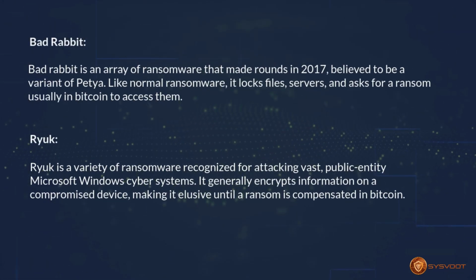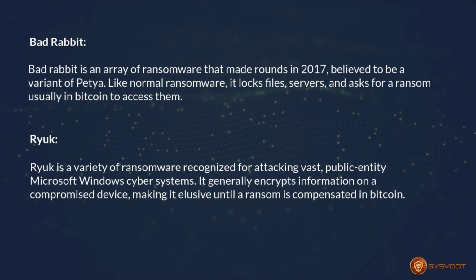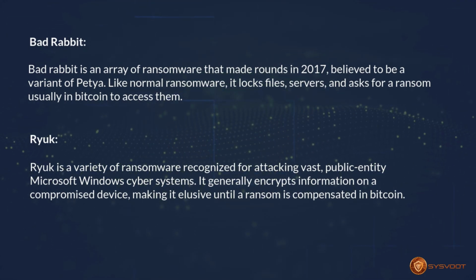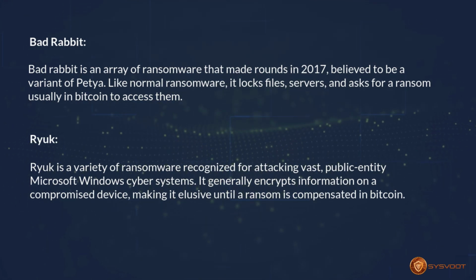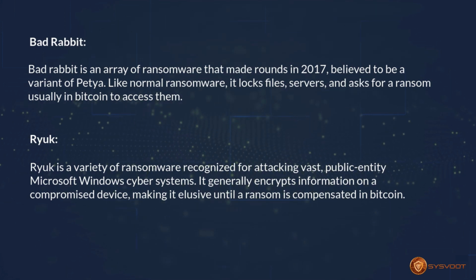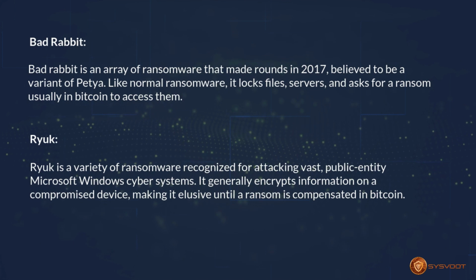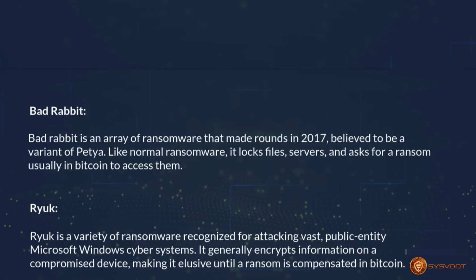Bad Rabbit. Bad Rabbit is an array of ransomware that made rounds in 2017, believed to be a variant of Petya. Like normal ransomware, it locks files, servers, and asks for a ransom, usually in Bitcoin, to access them. Ryuk. Ryuk is a variety of ransomware recognized for attacking vast, public entity Microsoft Windows cyber systems. It generally encrypts information on a compromised device, making it elusive until a ransom is compensated in Bitcoin.